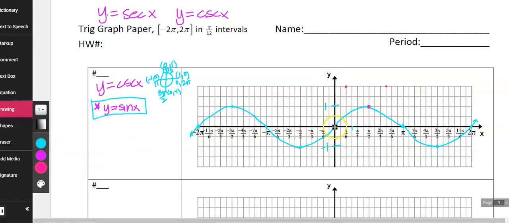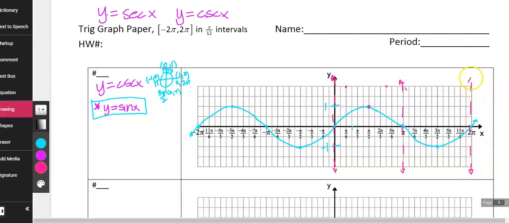So when sine is 0, the reciprocal of 0, which would be 1 over 0, is undefined. So everywhere my sine graph hits the x-axis, I'm going to have vertical asymptotes because my function is undefined. Cosecant is undefined where sine is 0.